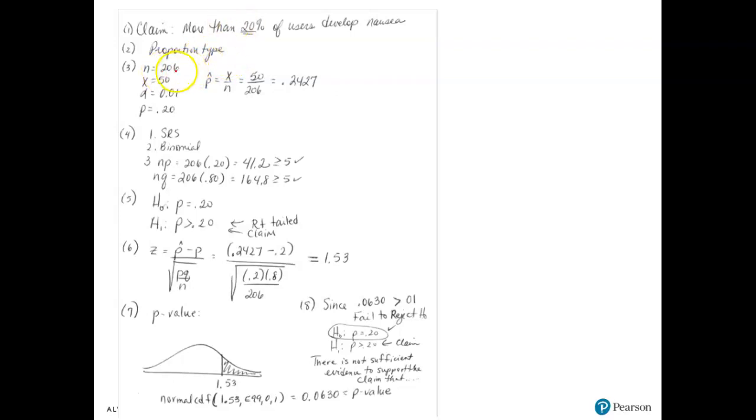We'll identify our values. So our N was 206, X was 50, our significance level was 0.01. The P, which always comes from the claim, is 0.20 because we see that here. And then P hat is X over N. So divide that out and you get this value for the P hat.